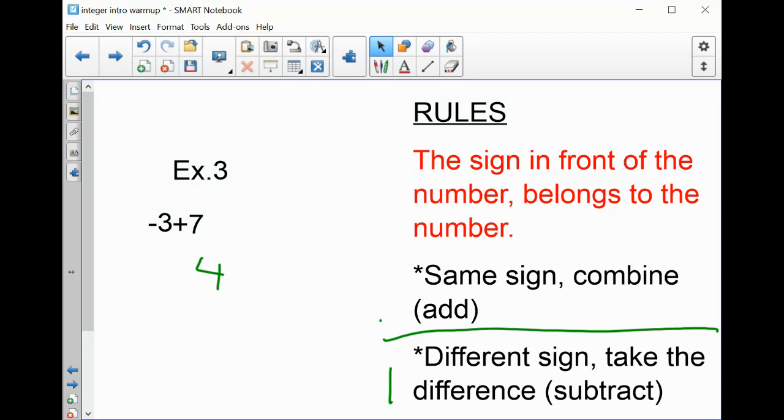Different signs, right? You subtract the numbers. Really the same thing. This is commutative property, right? I can make that 7 minus 3. That's commutative, okay?